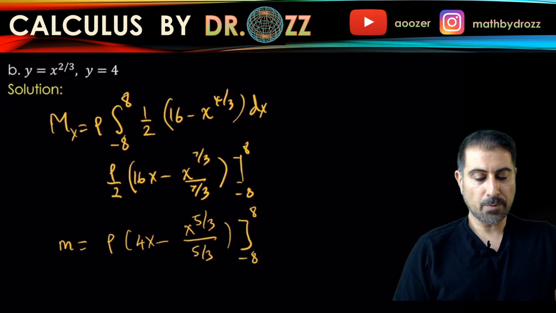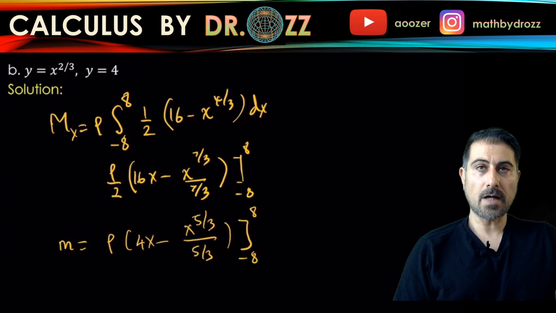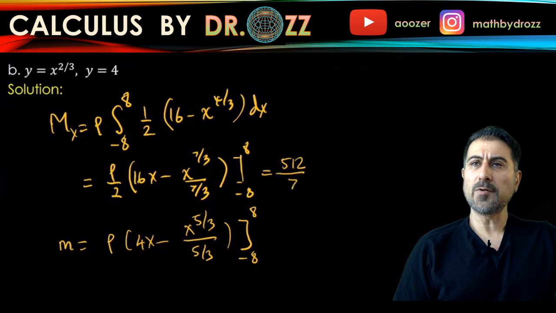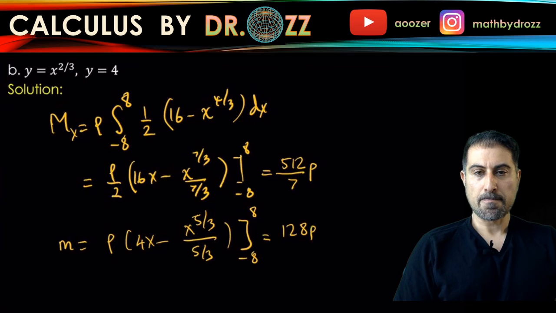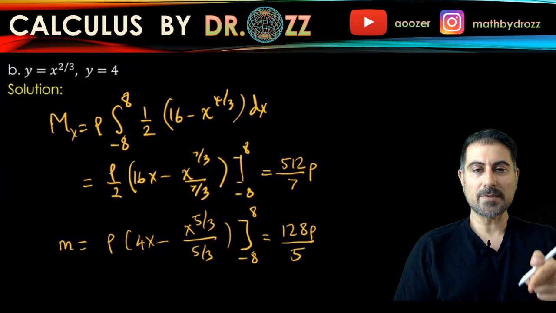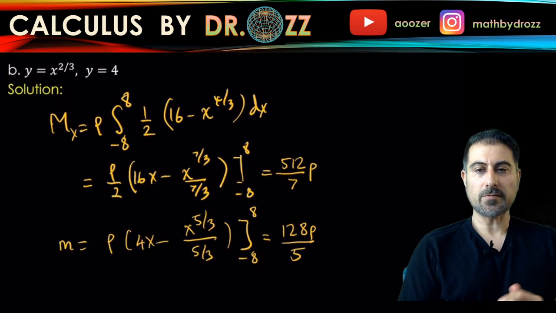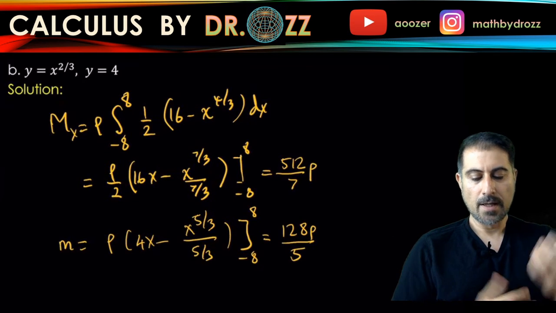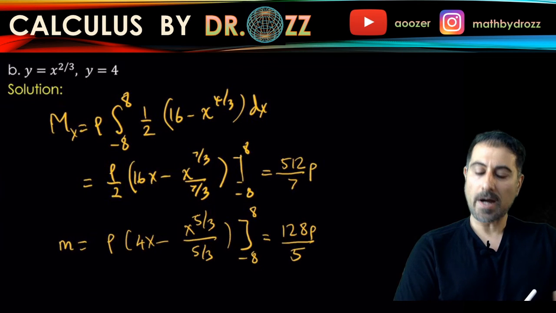So m sub x is supposed to be 5/12 over 7 rho, and then m is supposed to be 128 rho divided by 5. I skipped this because this video is already long, so please plug in the upper limits and the lower limits and use the fundamental theorem of calculus to get down to those numbers. And hopefully now we can write y bar.